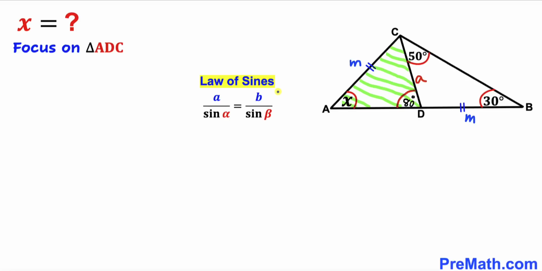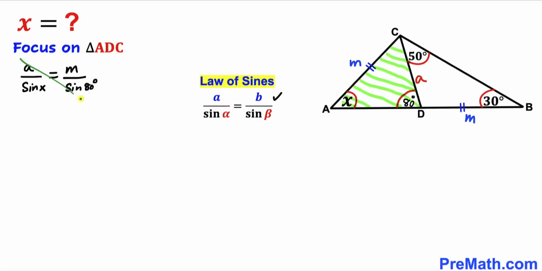And now let's recall the law of sines we are going to apply in this triangle. And we are going to focus on these two angles, angle X and angle 80 degrees, and their corresponding sides are a and M. So let's go ahead and apply this law of sines on this triangle. We can write a over sine of X equals M over sine of 80 degrees.